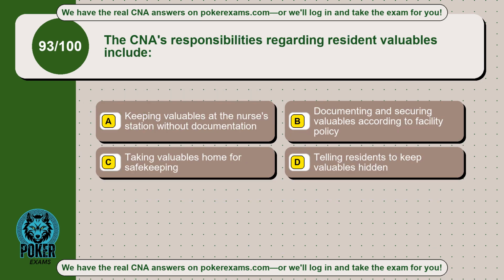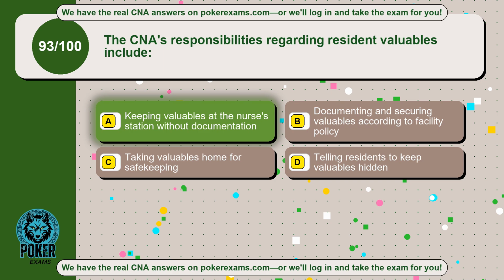Question 93. The CNA's responsibilities regarding resident valuables include: Option A, keeping valuables at the nurse's station without documentation. Option B, documenting and securing valuables according to facility policy. Option C, taking valuables home for safekeeping. Option D, telling residents to keep valuables hidden.